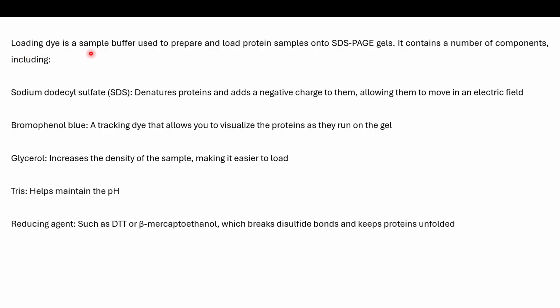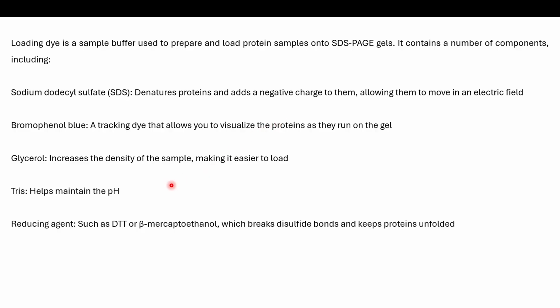So loading dye, which I was talking about, is a sample buffer used to prepare and load protein samples on SDS-PAGE gels. It contains a number of components including SDS, which denatures the proteins and adds a negative charge to them, allowing them to move in an electric field. There's bromophenol blue, which is a tracking dye that allows us to monitor the proteins as they run on the gel. Not really, we are not directly visualizing the proteins here. We just can monitor how far our sample has run. Bromophenol blue doesn't really stain the proteins.